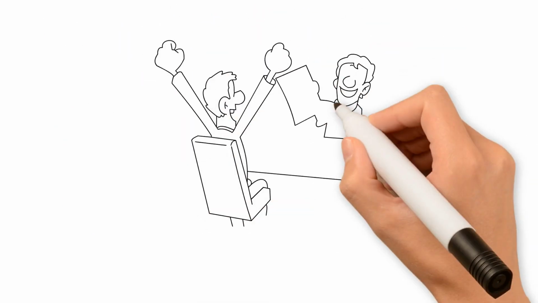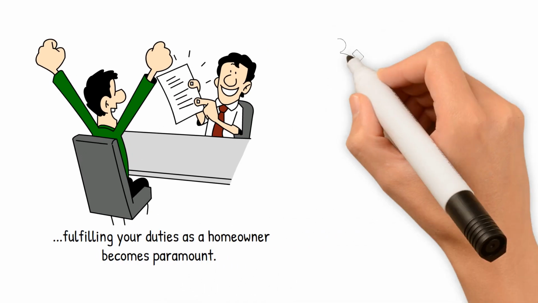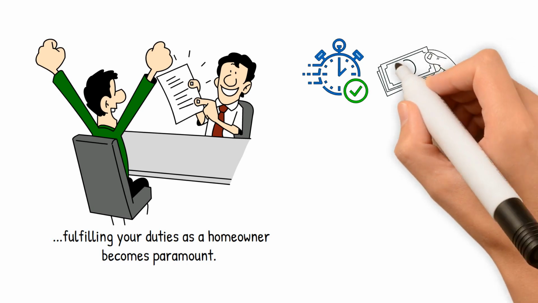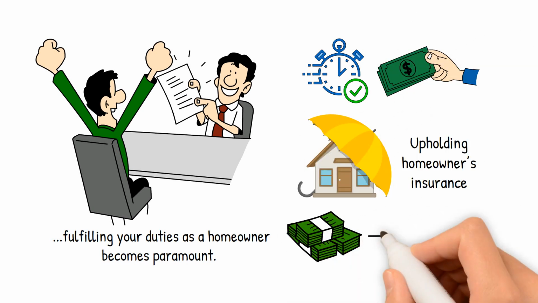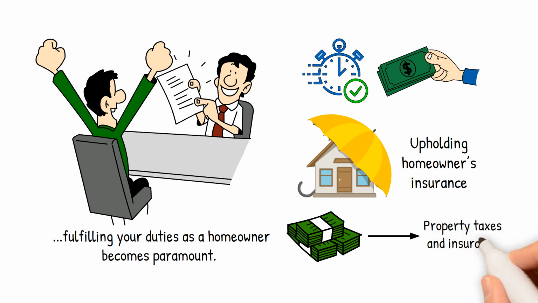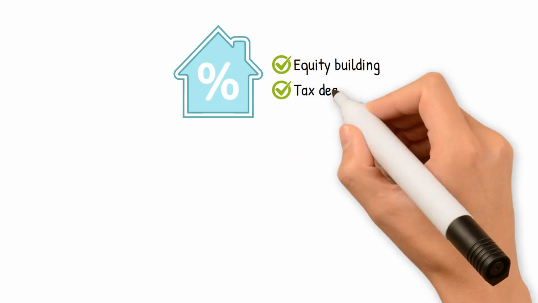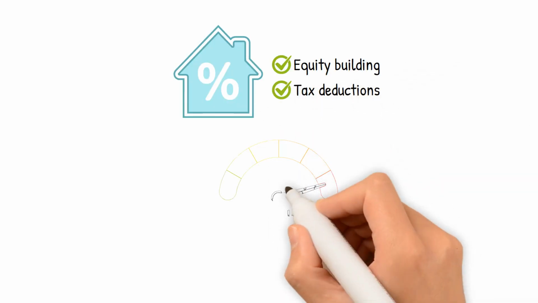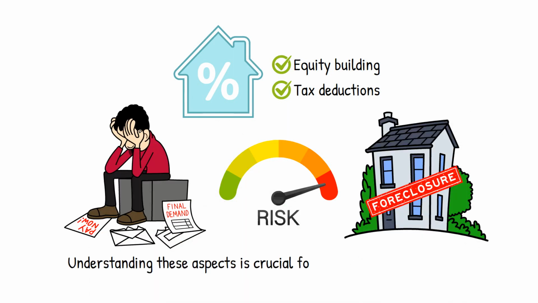Upon securing a mortgage, fulfilling your duties as a homeowner becomes paramount. This involves punctuality in making mortgage payments, upholding homeowners' insurance, and allocating funds for property taxes and insurance through an escrow account. Home mortgages offer advantages such as equity building and tax deductions, but they also entail risks like default and foreclosure. Understanding these aspects is crucial for successful homeownership.